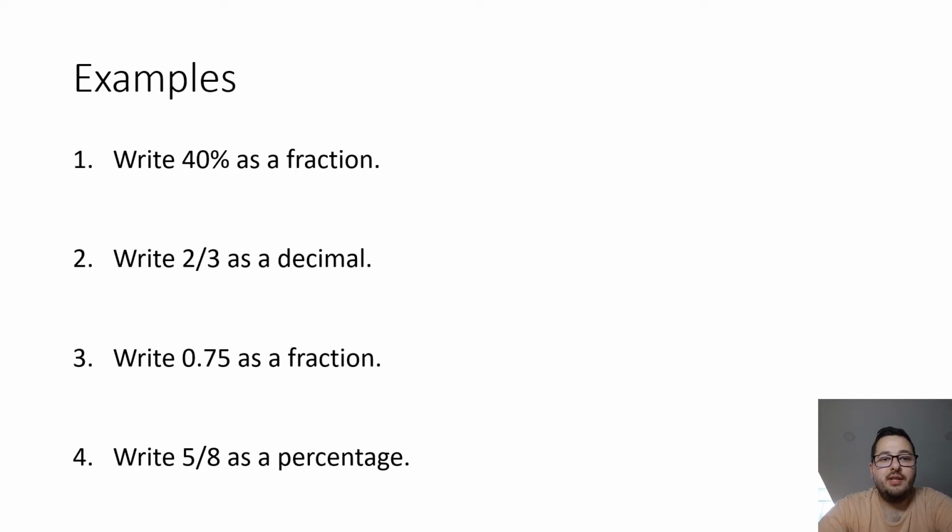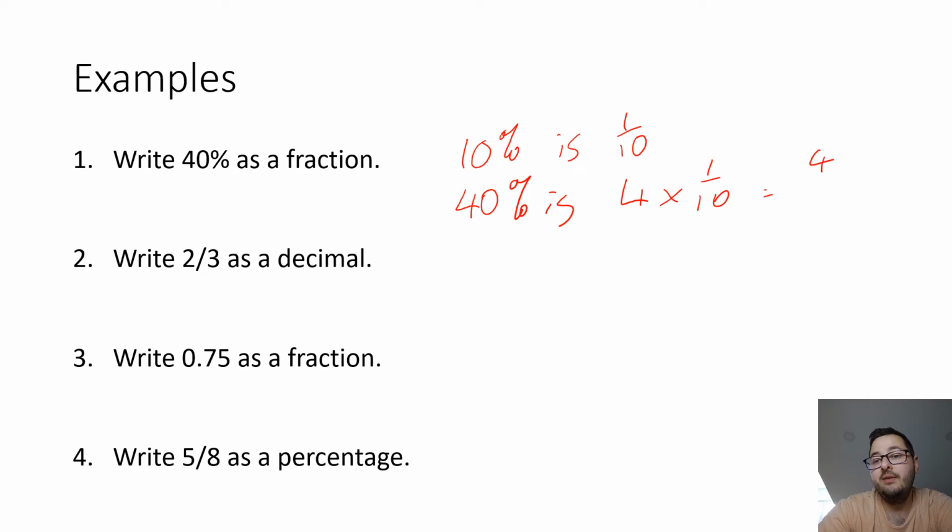So number 1 says write 40% as a fraction. Okay, well, we want to write this as a fraction. 40%, let's think about what that is that we know. Now we know 10%, don't we? So we could have that 10% is 1 out of 10. So 40% is going to be 4 times 1 out of 10, which would be 4 out of 10. Okay, so that's 40% as a fraction.